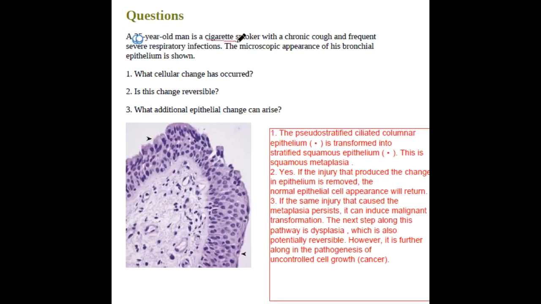A 25-year-old man is a cigarette smoker with chronic cough and frequent severe respiratory tract infections. Microscopic examination shows the bronchial epithelium. What cellular change has occurred?